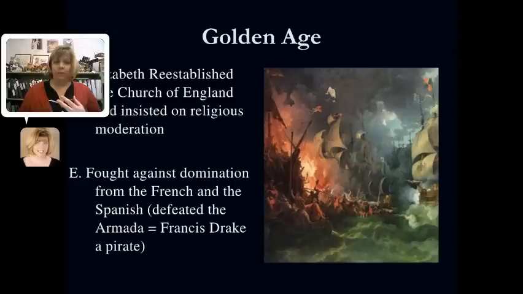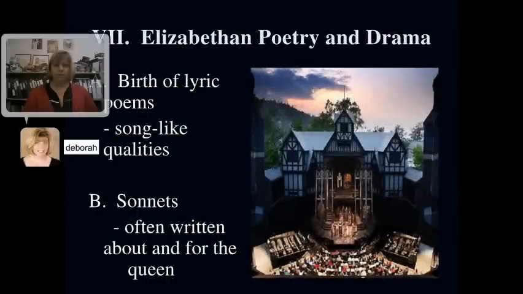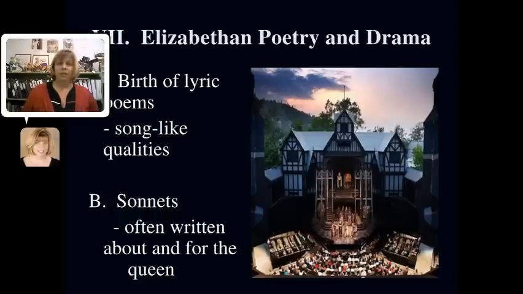We know that they're strong and they're rich with money. And then we have all of these arts and literature and learning flourishing during this time. So the Elizabethan age was really a very strong time period for England. Specifically, in Elizabethan poetry and drama, we see the birth of lyric poems. These are poems that have very song-like qualities to them, with lots of imagery and lots of figurative language. And then the sonnet was probably the most popular poetic form, and they were often written about the queen and for the queen.